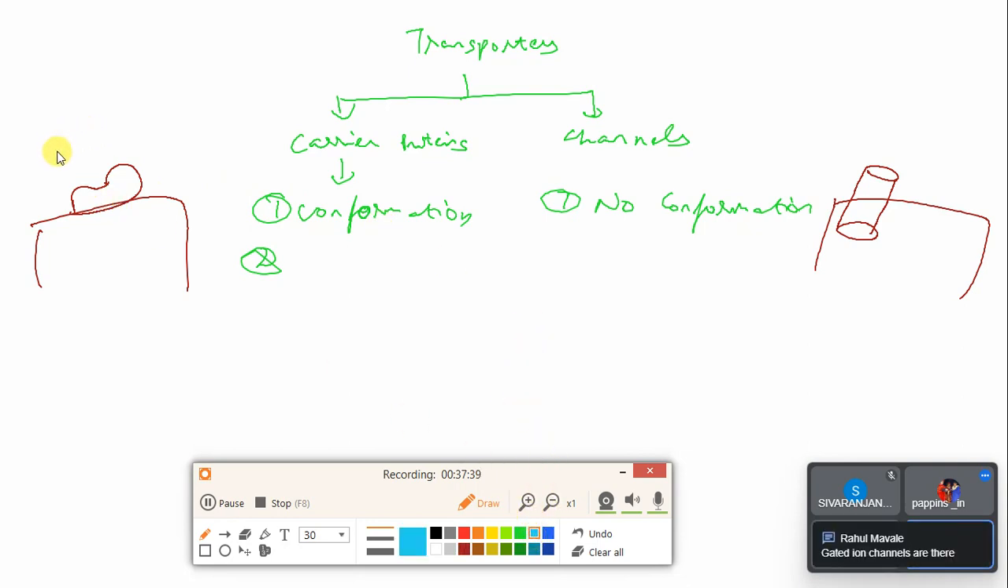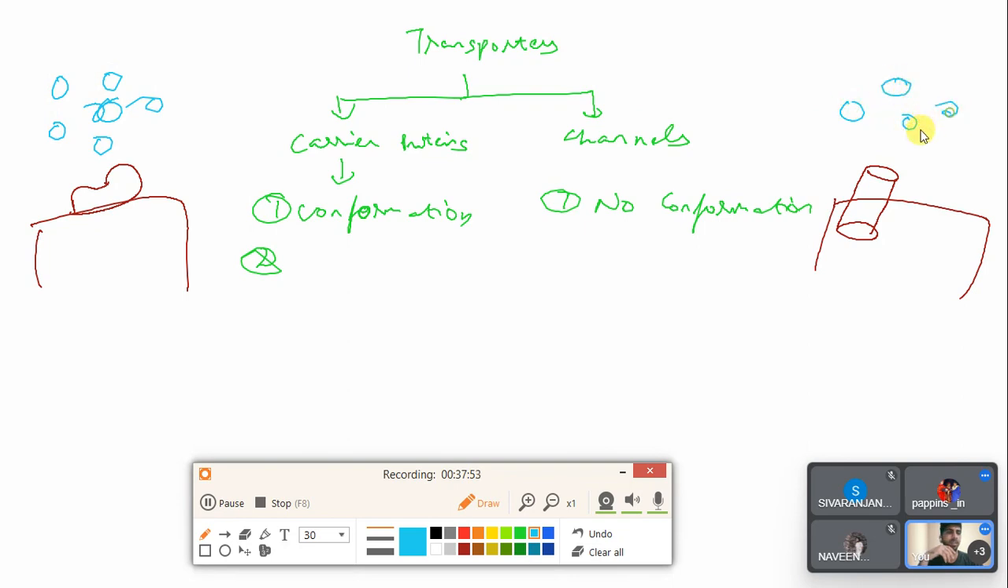Now, channels are those that just open. So now if there are a lot of molecules here, and a lot of molecules here, tell me which will be faster? Yeah, six. So in this carrier protein it is this, and in channels, this will be faster. And why is it so?